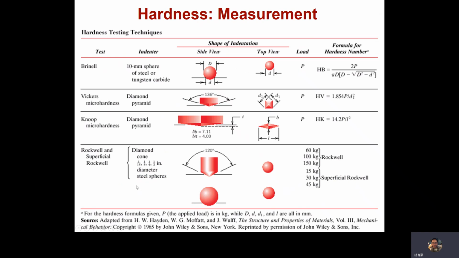There are different hardness test techniques like Brinell, Vickers, Knoop, or Rockwell, and so on. Basically, they use different shapes of indentation tip, and we measure the dimension of the indented area, and we calculate a specific value to define its hardness.